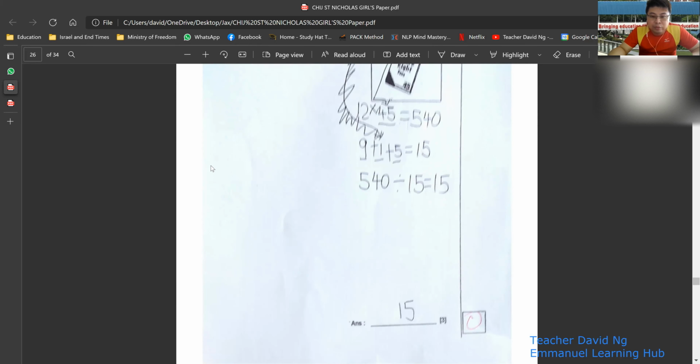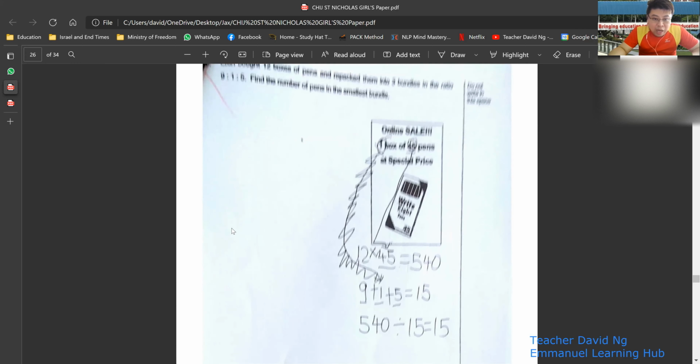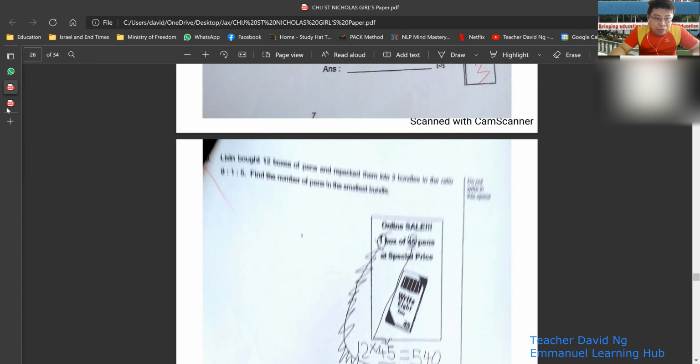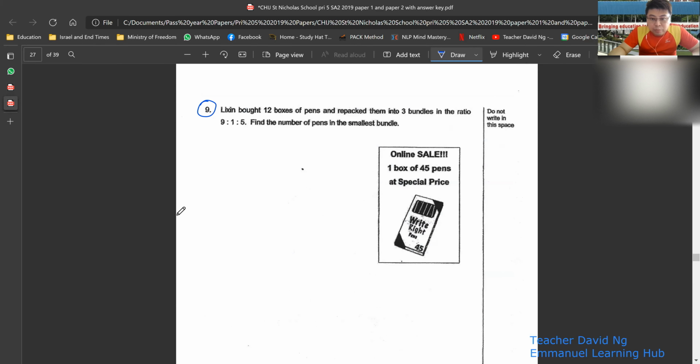Very important. Like for example, this question, how are you going to check? Okay, let me do the question, question 9. It says, Leasing bought 12 boxes of pens and repacked them into 3 bundles in a ratio of 9:1:5. Find the number of pens in the smallest bundle.